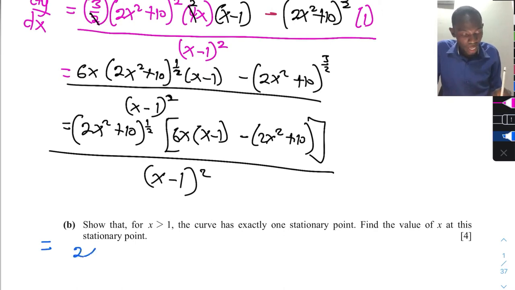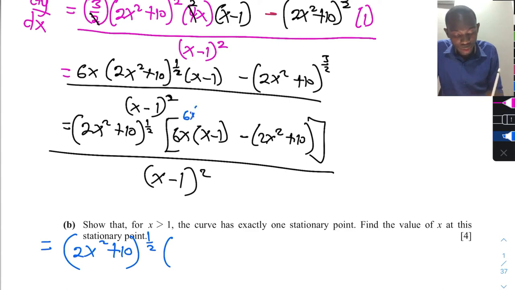All right, so we have our 2x squared plus 10 all to the power half is here. Then with this bracket, should you expand this, you have 6x squared, right? Minus 6x. Good. So if you take this negative 2x squared, you subtract that from here, you are left with 4, right? So 4x squared. And then the next thing is that you have negative 6x, right? There's no x term here to work with, so you just write your minus 6x.